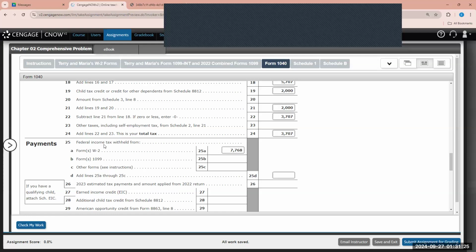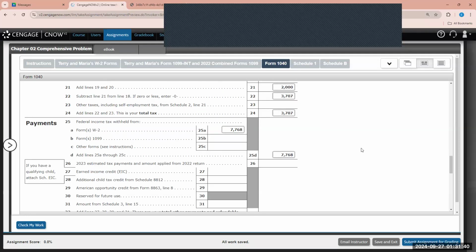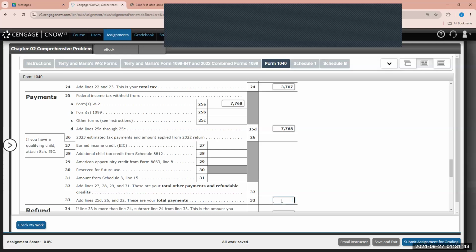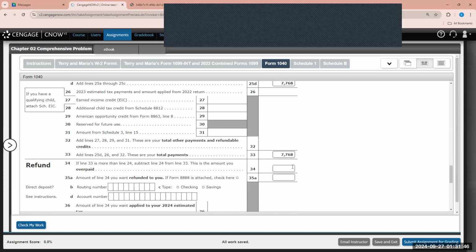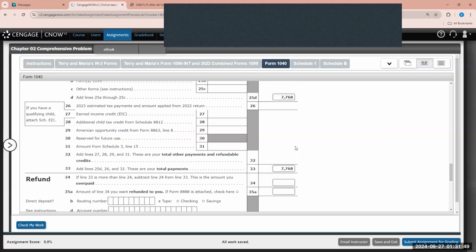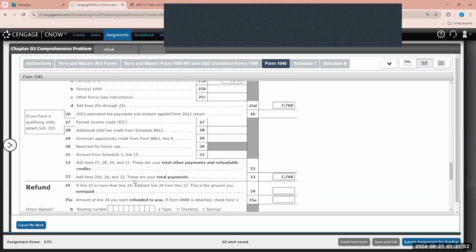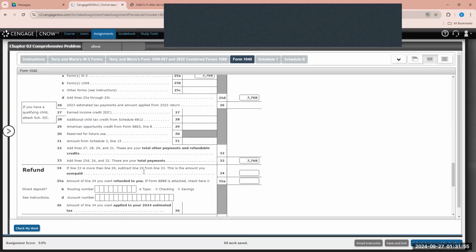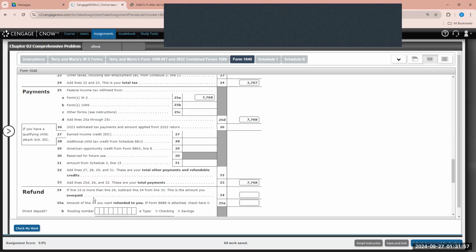So now the next step, we get to the payments section of the tax return. And we know that from our W-2, the total federal income tax withheld was $7,768. So 25D wants us to add 25A through 27C. So our total federal income tax withheld is $7,768. So now we have to determine our total payments in comparison to the tax liability. It states, if line 33 is more than line 24, subtract line 24 from line 33.